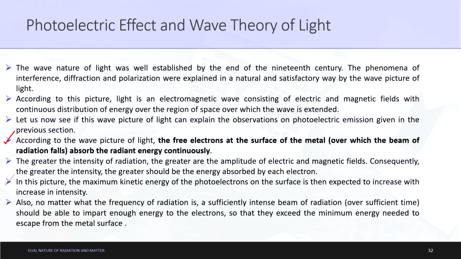Okay. The final conclusion is that no matter what the frequency of radiation is, a sufficiently intense beam of radiation should be able to impart enough energy to the electrons, so that they exceed the minimum energy needed to escape from the metal surface. Okay. So, sometimes it is independent of frequency, sometimes it is independent of intensity. Generally, for the photoelectric emission to take place, a minimum threshold frequency has to be there. After that, it does not depend on whether the intensity is dim or very high, the photoelectric effect will take place. Okay.